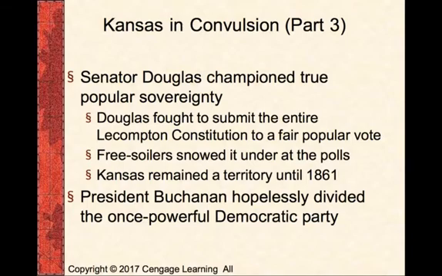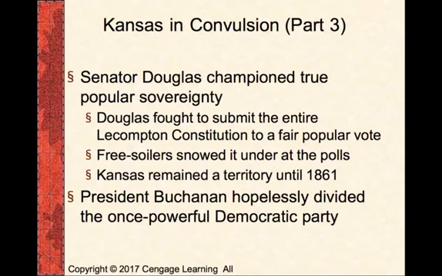So Douglas actually fought to submit the entire Lecompton Constitution to a fair popular vote, so that the Constitution would have to stand up to a full vote of the people of Kansas for it to be legitimate. And with the Free Soilers seeing their opportunity to get rid of it, they snowed it under at the polls and voted against it. And Kansas remained a territory until 1861, when it was brought into Congress after all the Southern secessionists left.